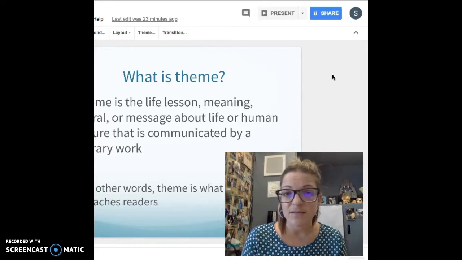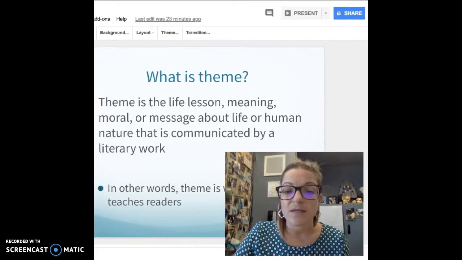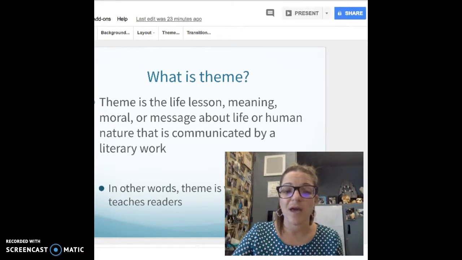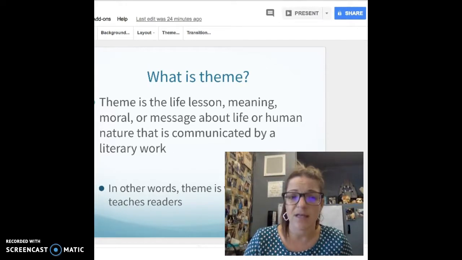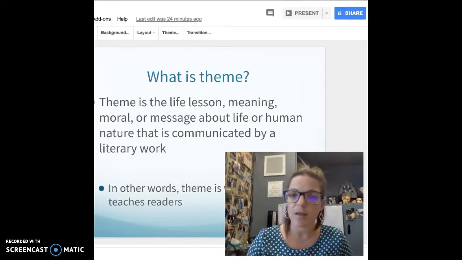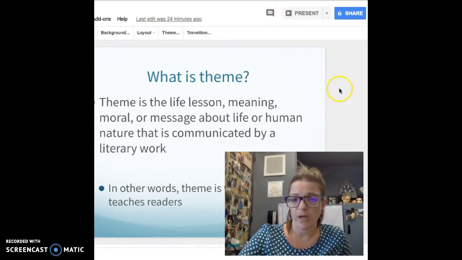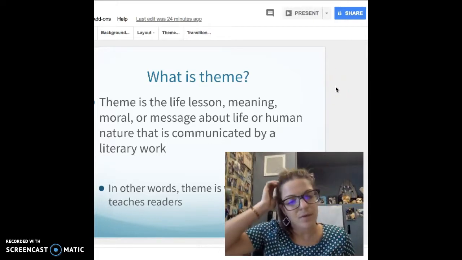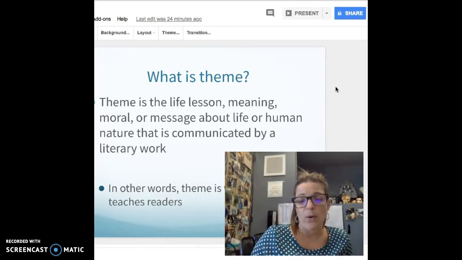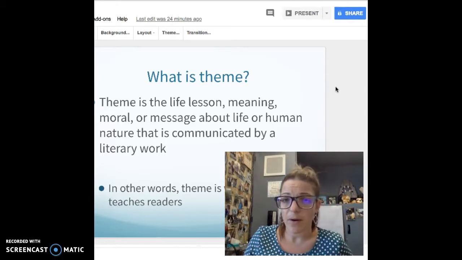Theme is the life lesson, meaning, moral, make sure you can see the whole thing, or message about life or human nature that is communicated by a literary work. Okay, so the main thing to remember about theme is that it's a life lesson. It's what we walk away with, the message we walk away with from reading this book. It's something that readers learn when reading a book. That's what the story teaches us. I'll give you a second to write that down. The life lesson, meaning, moral, or message about life or human nature that is communicated by a literary work.